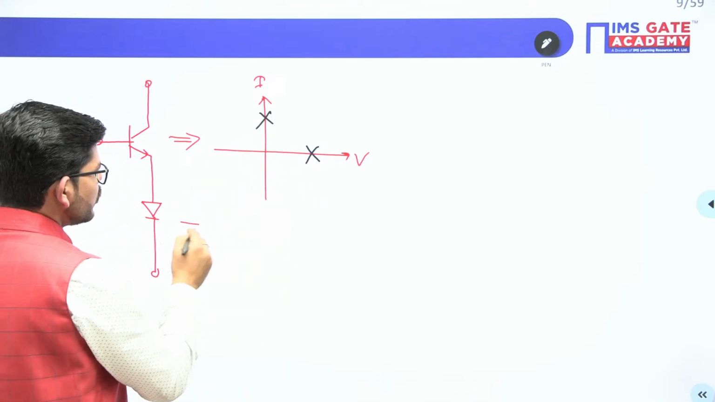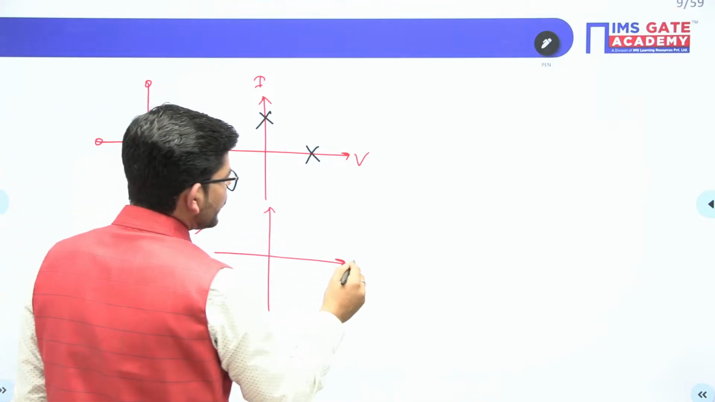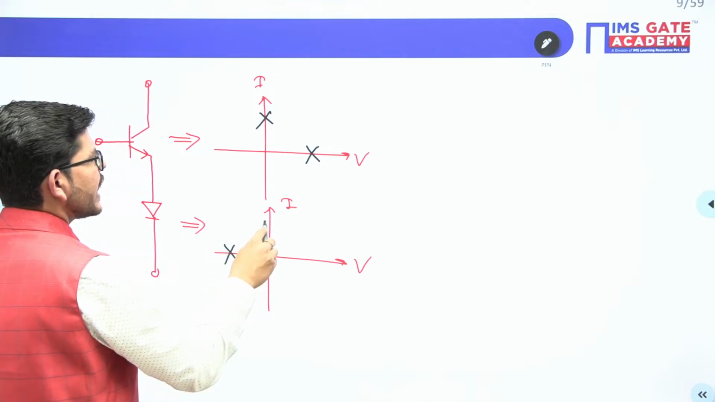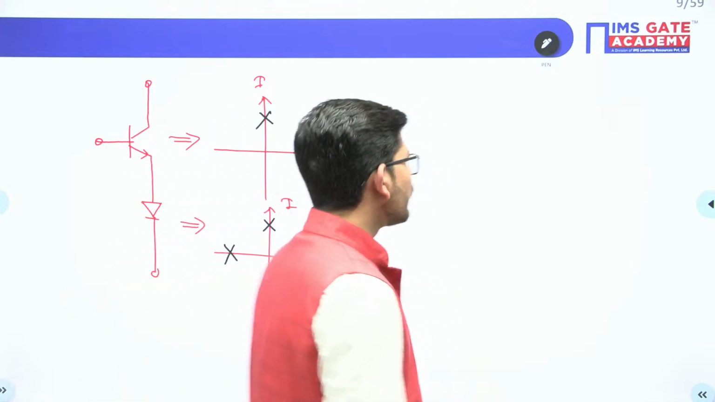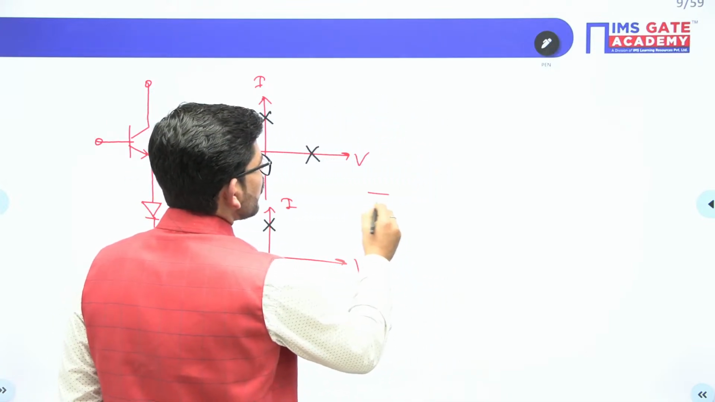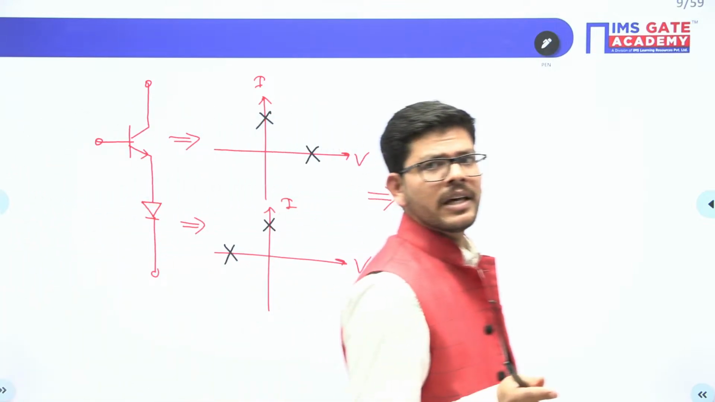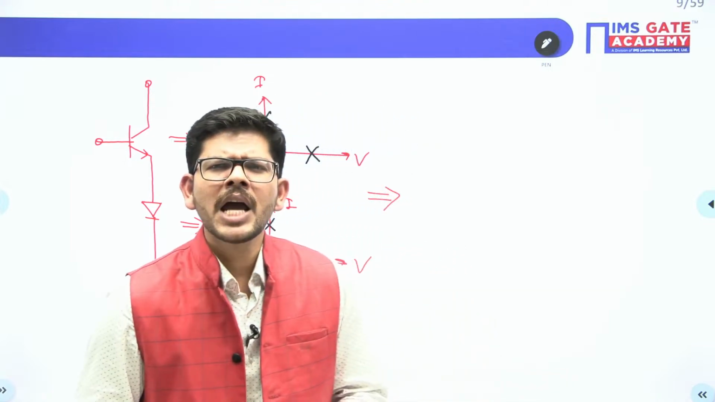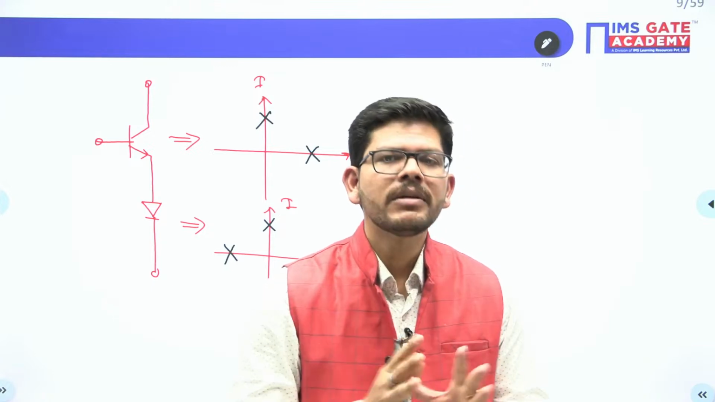When it comes to a diode connected in this particular fashion, what will happen? It will block negative voltage and carry positive current. Now these two are connected in series. So what will be their common switch realization? When things are connected in series, the voltage will be different, but the current will be the same. So we have to take common current but different voltage.